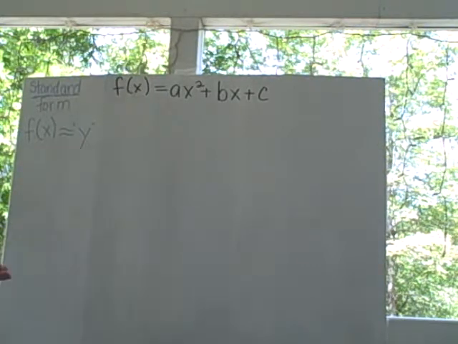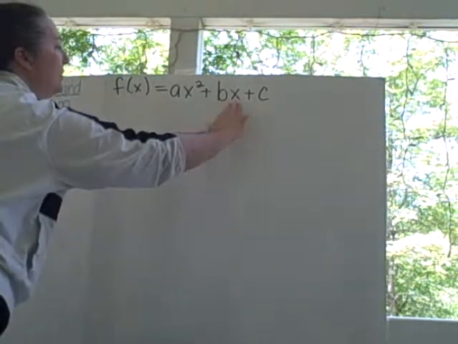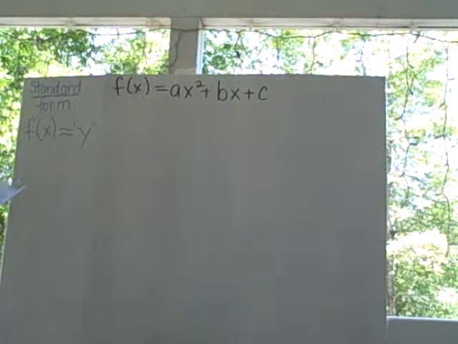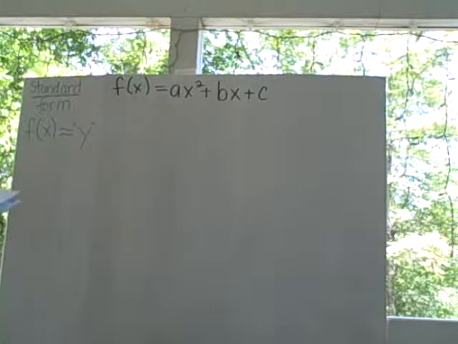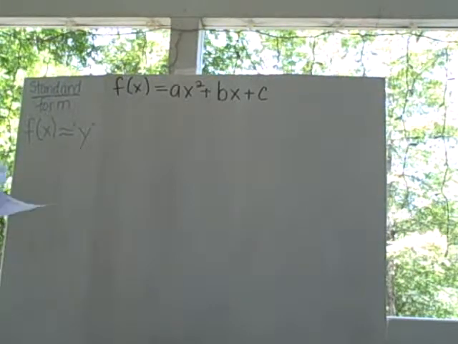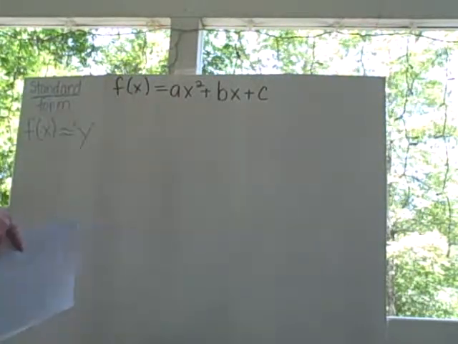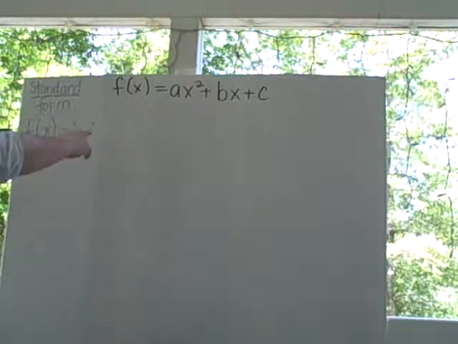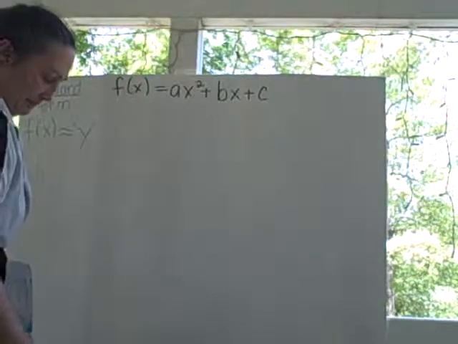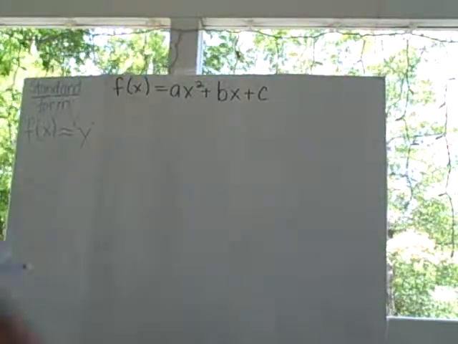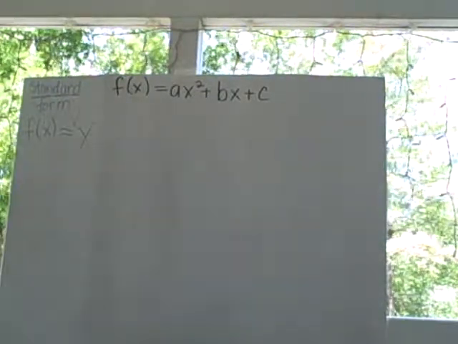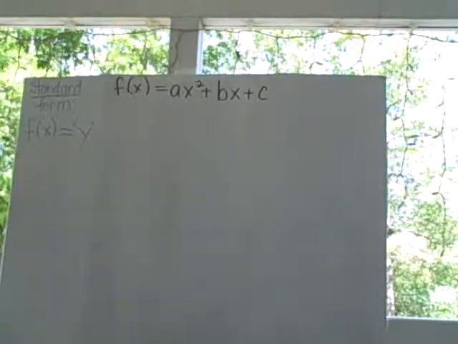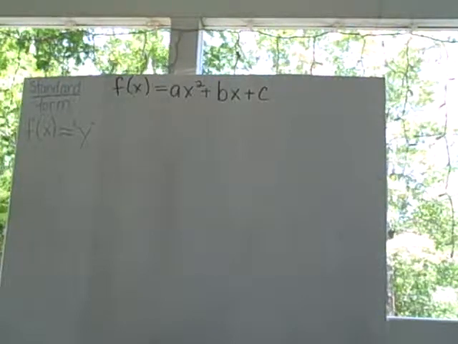If you're given something that you cannot write in this form, then it is not a quadratic function. This is called the standard form. You should always try to put your quadratic function in standard form. This is actually a parabola. We'll learn about what a parabola is in just a moment and how it is sketched. Let's take a look at a first example and see if it is a quadratic function.